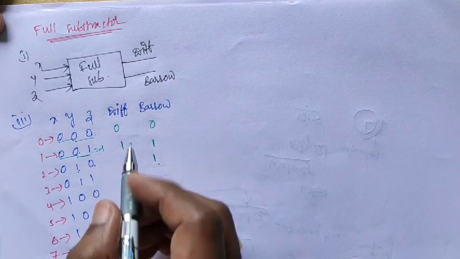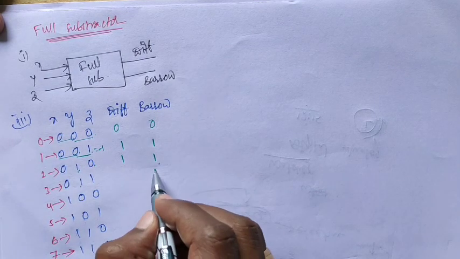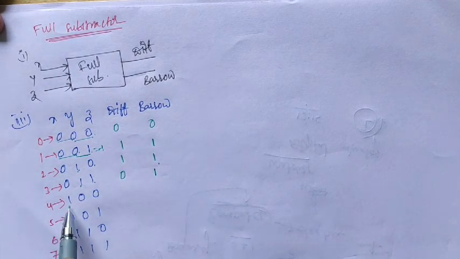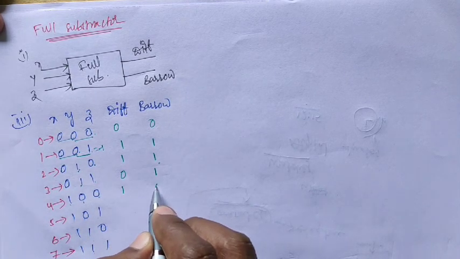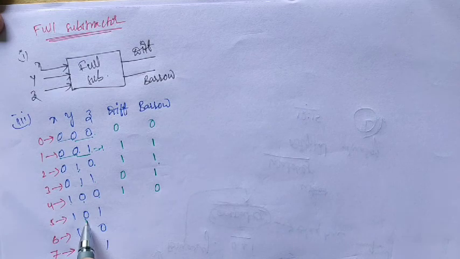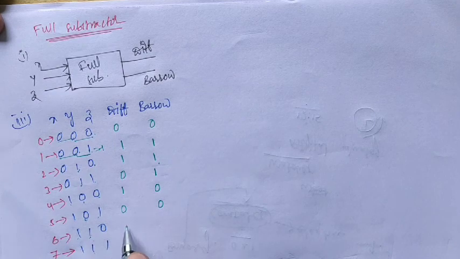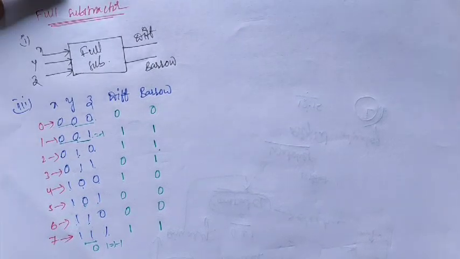Next 1 minus 0, that means 1. Okay, next here 0 minus 1, minus generated, then the borrow is represented as 1. So 1 minus 1, that is 0. Next 1 minus 0, 1 only. Again 1 minus 0, 1 only. The difference is 1, borrow is 0. Again 1 minus 1, 0. 1 minus 1, 0, then 0 minus 1 is equal to minus 1. That minus indicates borrow, 1 indicates difference.